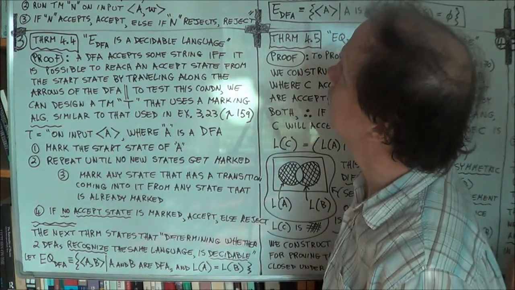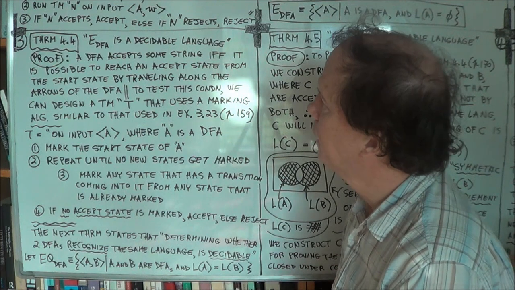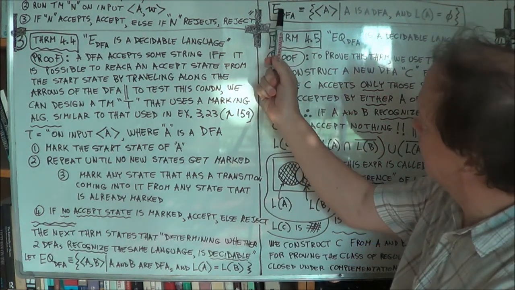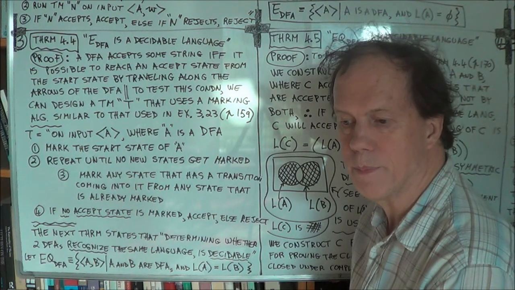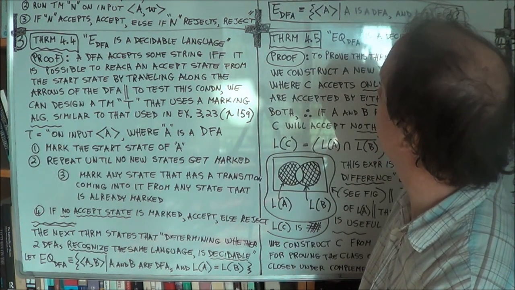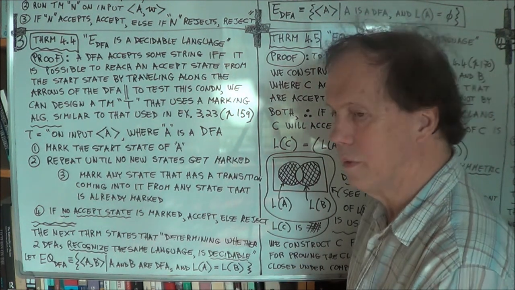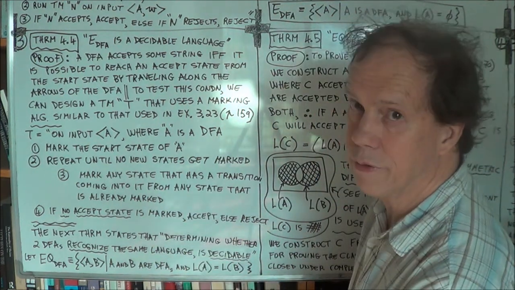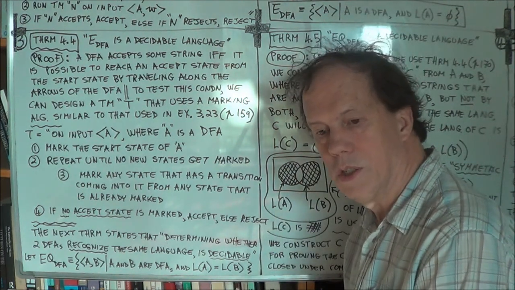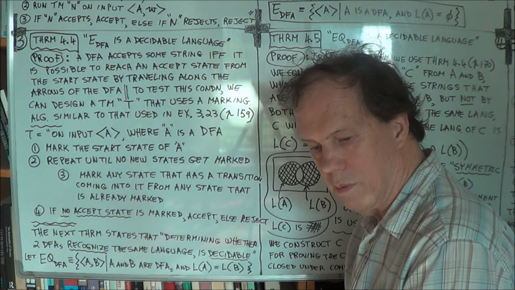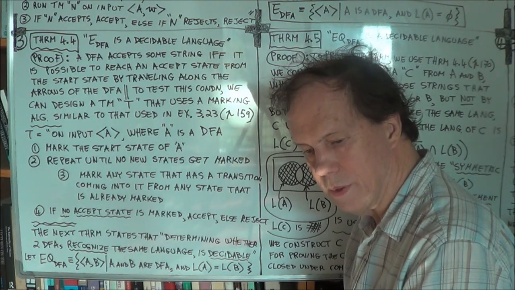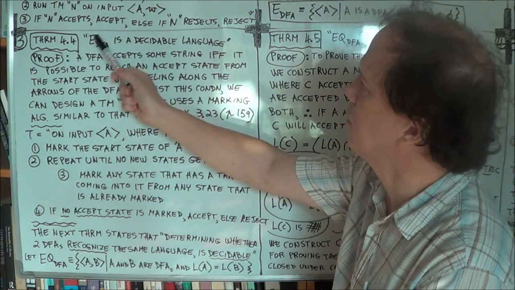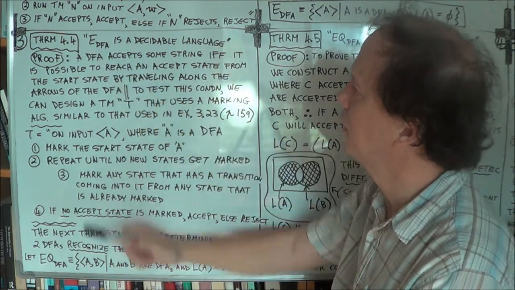Okay, so our second theorem for this board, the language E subscript DFA. It's the set of elements of the form angular brackets A, where A is a DFA and the language recognized by that DFA is the empty set. And the theorem statement, usually between quotes, is that this language is decidable.